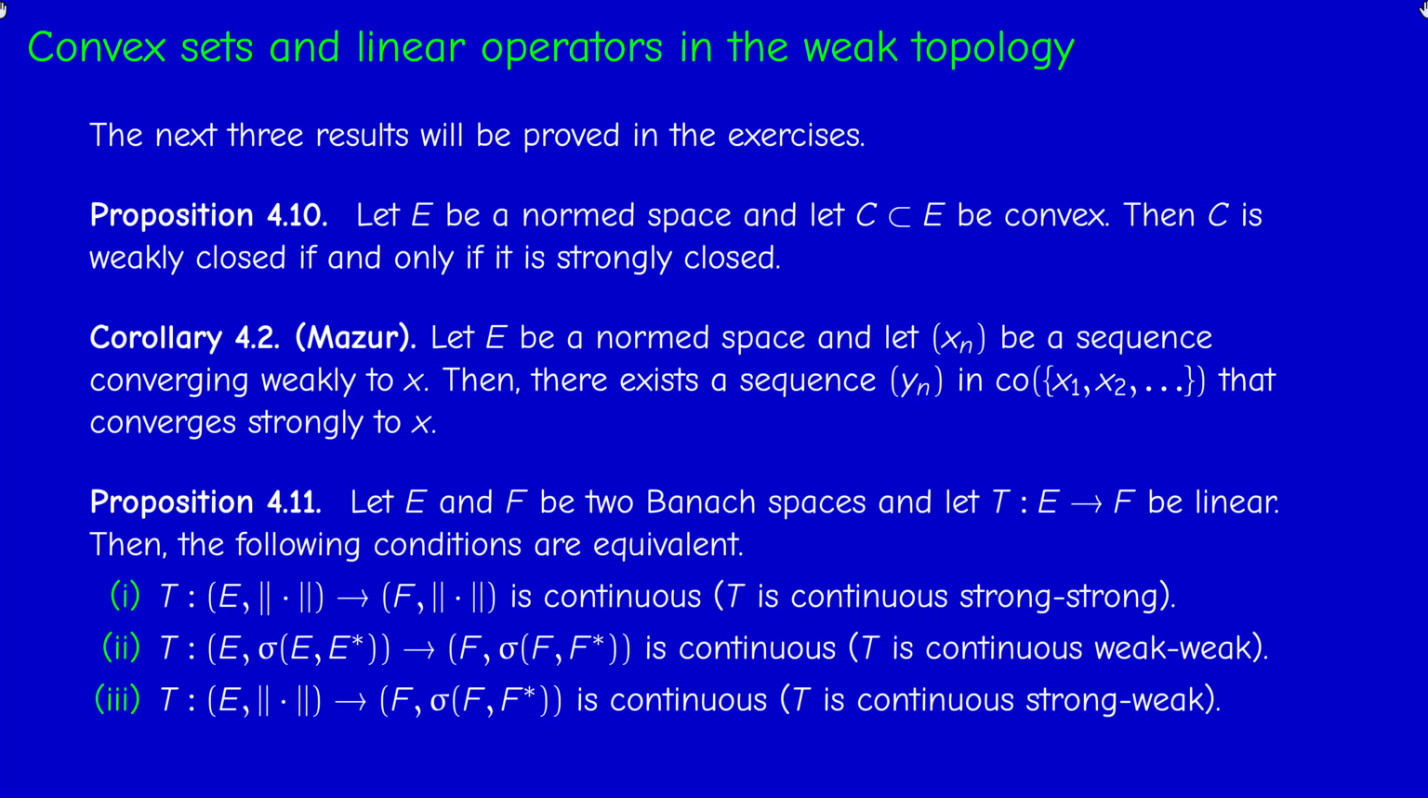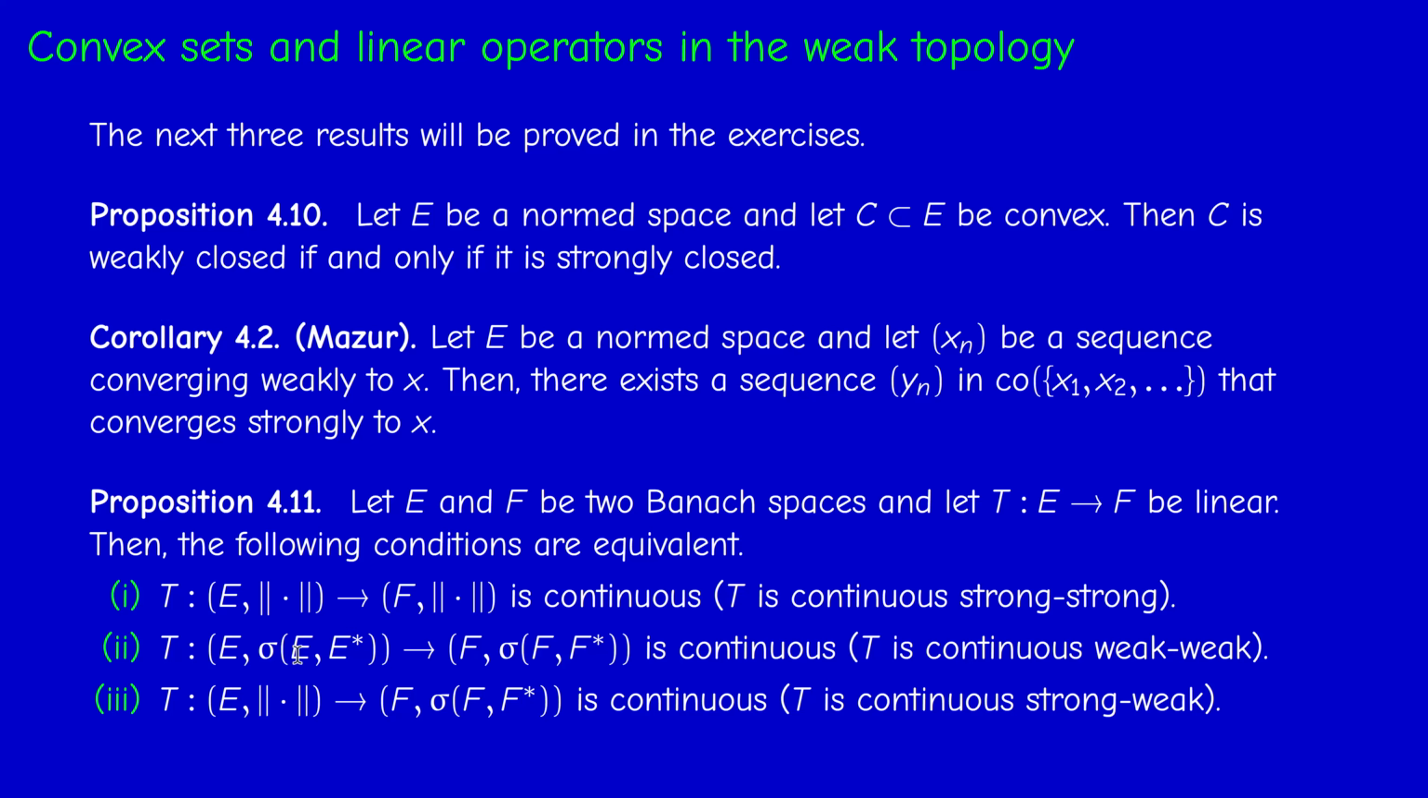If we put the norm topology on the target and on the source space, then this is what we call strong continuity. This means that the inverse image of a strongly open set is a strongly open set. Or if you like, because it's a metric topology, if xn converges strongly to x, then Txn converges strongly to Tx. This is the usual continuity that you know, and it's also called boundedness.